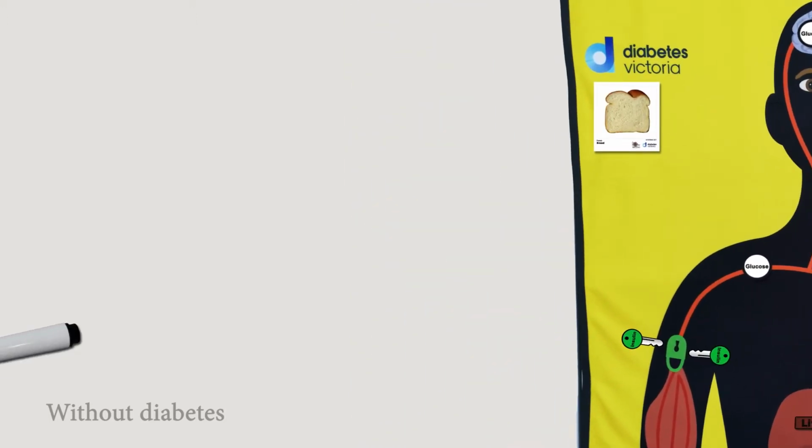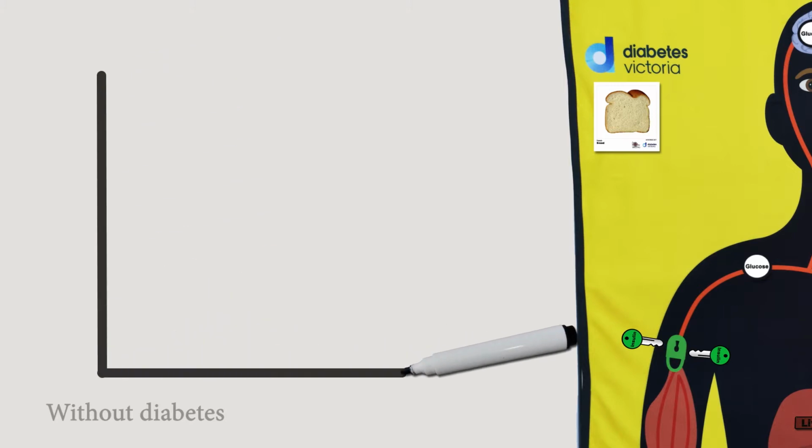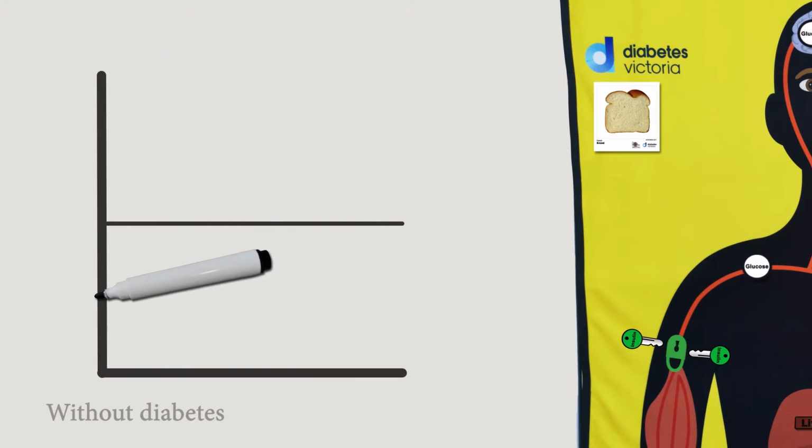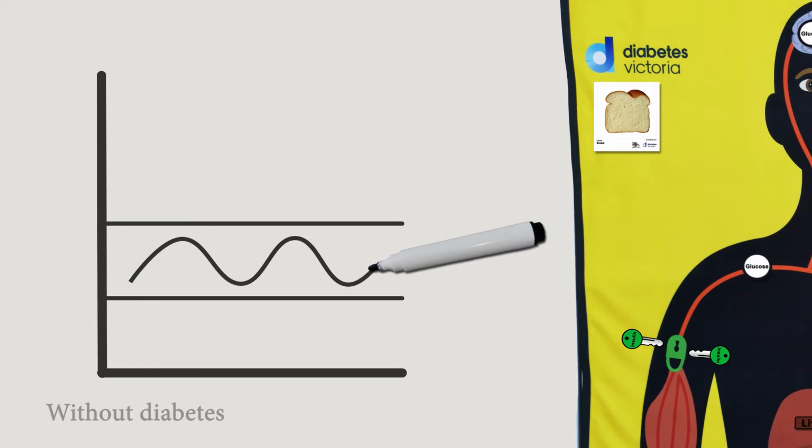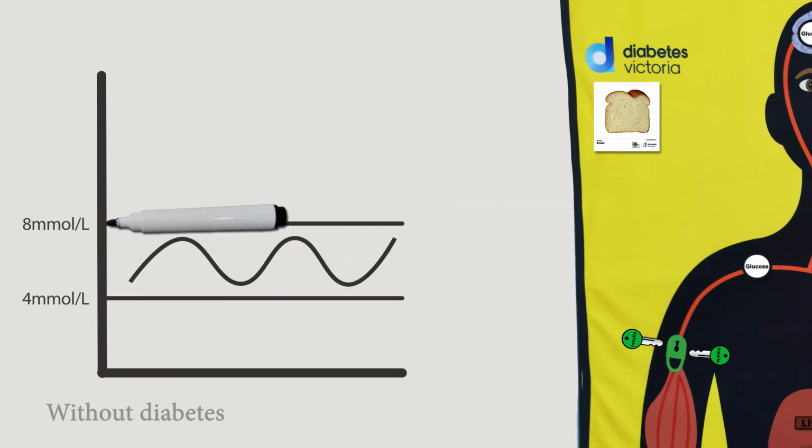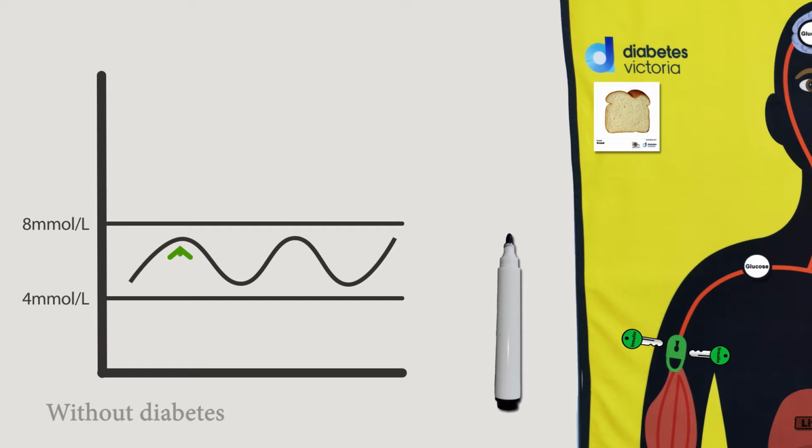In a person without diabetes, the blood glucose level goes up and down but always stays within the normal range, between 4 and 8 millimoles per litre. After a meal containing carbohydrate, the blood glucose level is closer to the top of the normal range. A few hours after a meal, when the insulin has helped to move the glucose into the muscles, the blood glucose level will be closer to the lower end of the range.